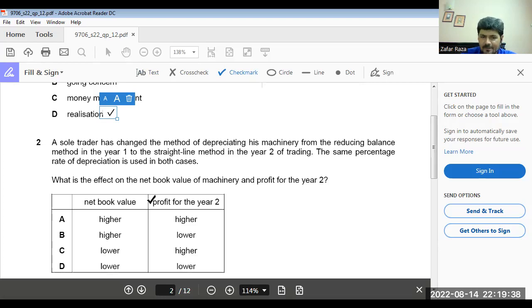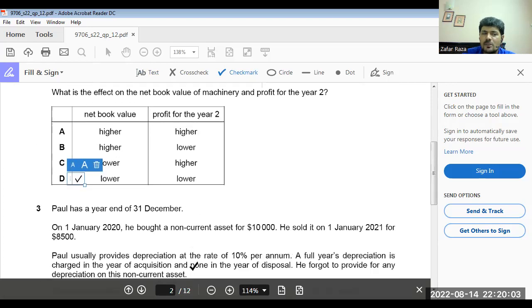The next year, okay, you use straight line method. Depreciation expense remains same as year 1. So your profit for the year is lower. And yes, when your depreciation is the same of year 1 and year 2, your net book value will also be lower. So D option should be the answer.